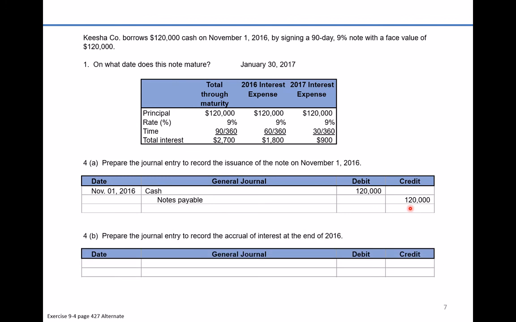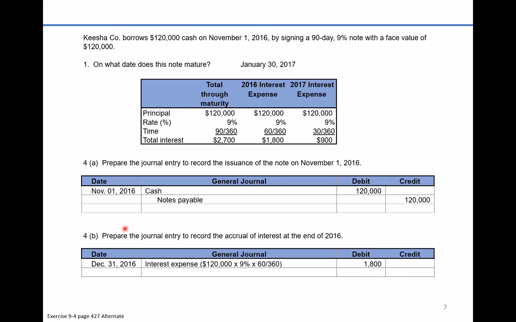Okay, let's move on. The next part, 4B, says, prepare the journal entry to record the accrual of interest at the end of 2016. Okay, well, we just did the math up here. We know that we need to record the math calculation of $1,800 worth of total interest. Now, this is interest expense, and how do expenses increase, with debits or credits? Well, expenses increase with debits, so we're going to debit some expense account called what? Interest expense. So on December 31st, 2016, debit interest expense for the amount that we calculated above of $1,800.